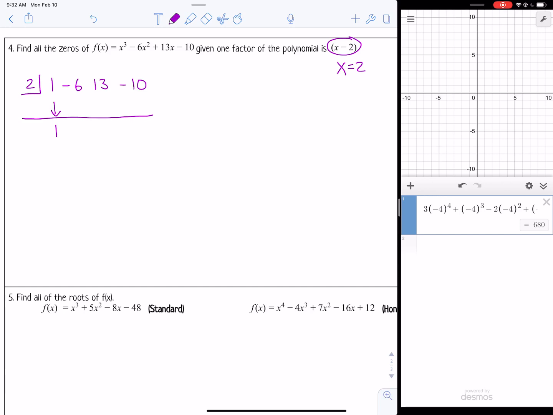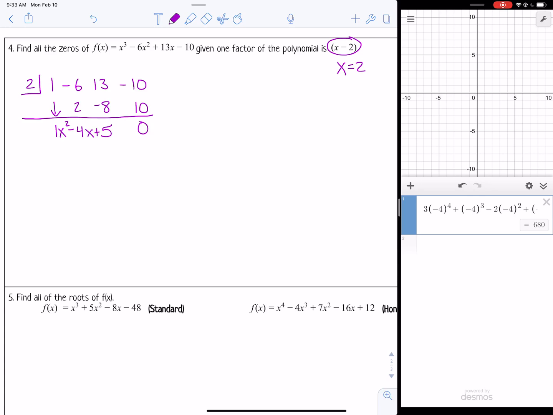Bring down the 1 to get started. 1 times 2 is 2. Negative 6 plus 2 is negative 4. Negative 4 times 2 is negative 8. 13 plus negative 8 is 5. And 5 times 2 is 10. So you should have a 0 there like we've talked about. And then you have your x squared minus 4x plus 5.